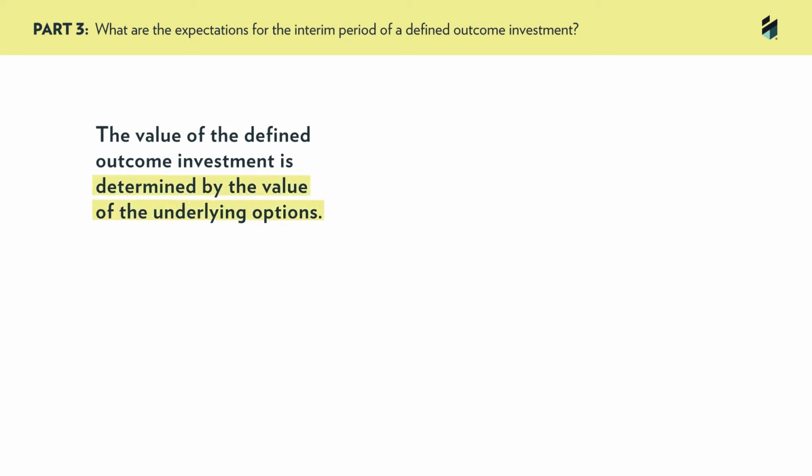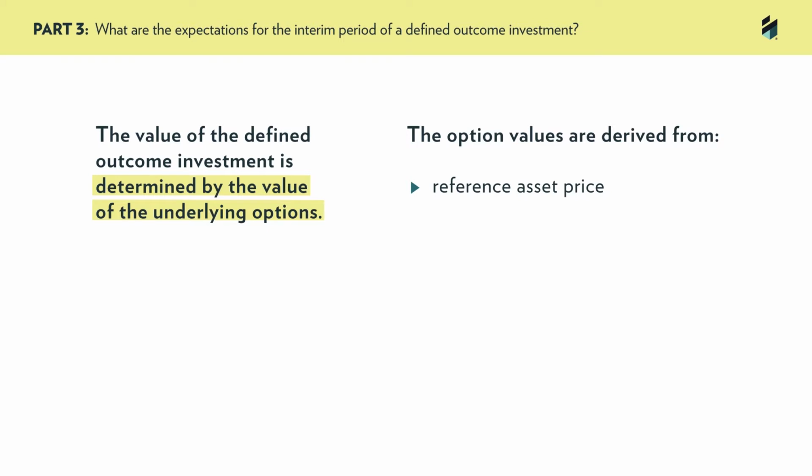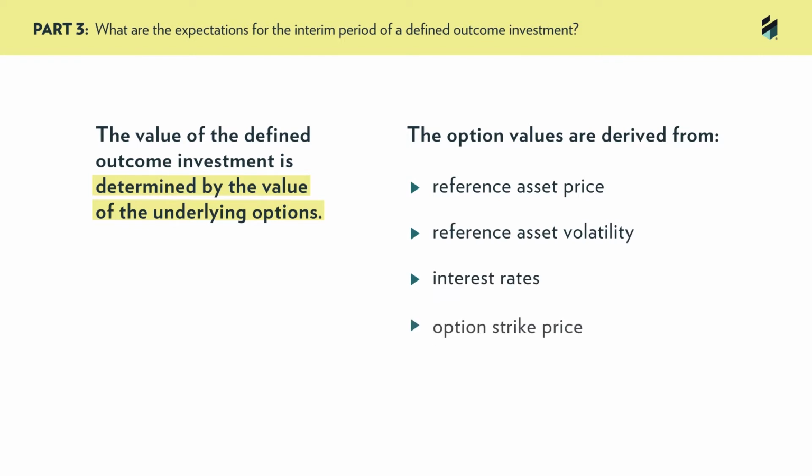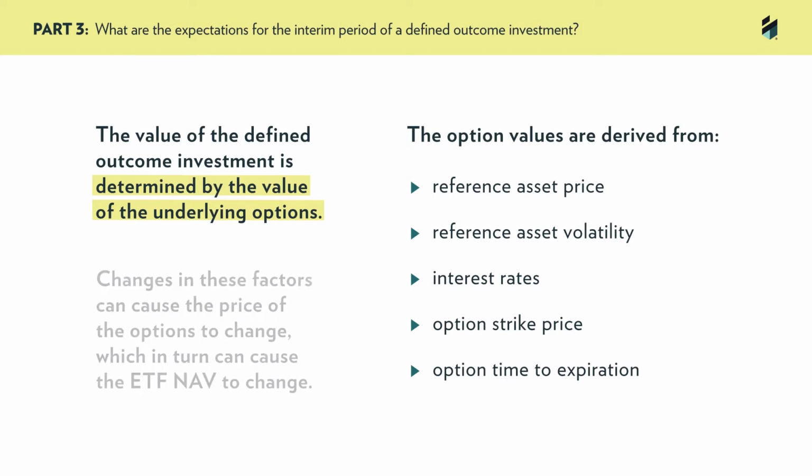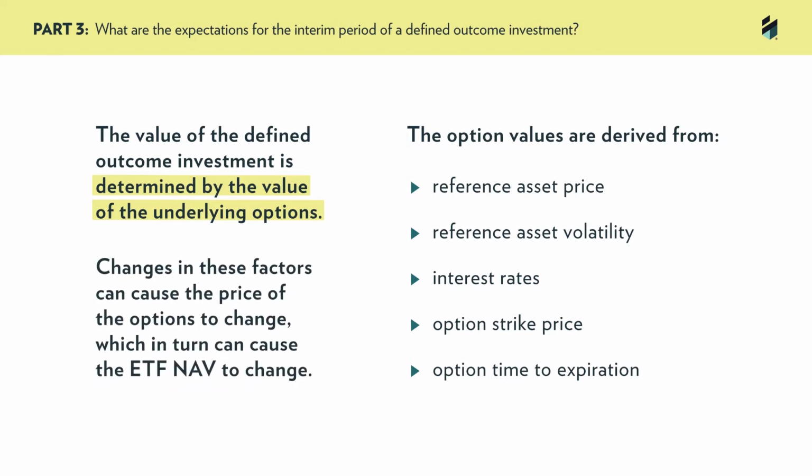As mentioned earlier, the price or value of an option is derived in large part from the price of the reference asset. But an option's value is also a function of the volatility of the reference asset, interest rates, the option's strike price, and its time to expiration. As such, changes in volatility, in interest rates, and in time to expiration can cause the price of an option to move differently from the price of the reference asset.